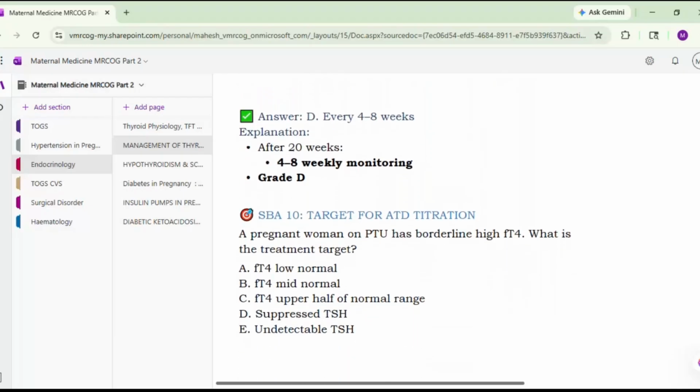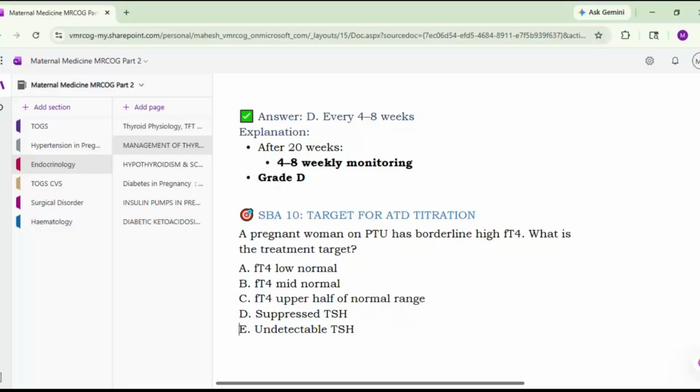Next. A pregnant woman on PTU has borderline high free T4. What is the treatment target? Free T4 normal, free T4 mid normal, free T4 upper half of the normal range, suppressed TSH, undetectable TSH. It is free T4 in the upper half of the normal range.